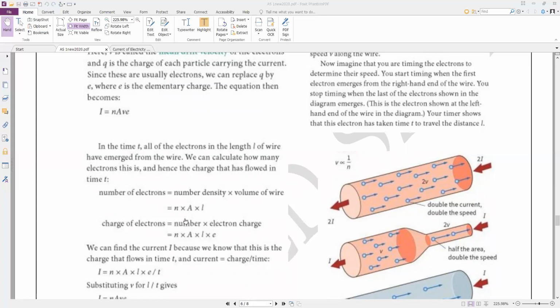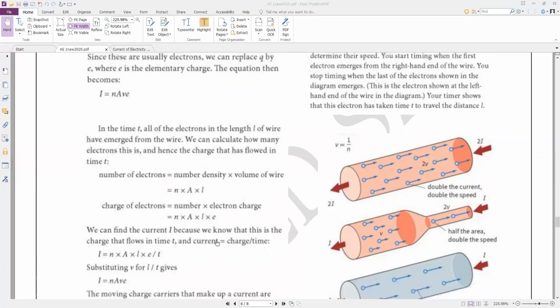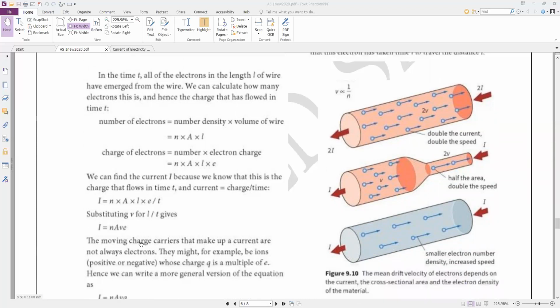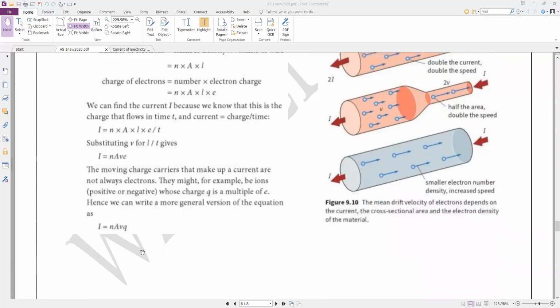What is the number of electrons? nAL. Multiplied by the electron charge E. So we can calculate the current again. Current is equal to nALe divided by t. Why? Because current is equal to total charge divided by t. Total charge is nALe. L divided by t, we can cancel and write what? Velocity. So we can write nAve. This is the equation.